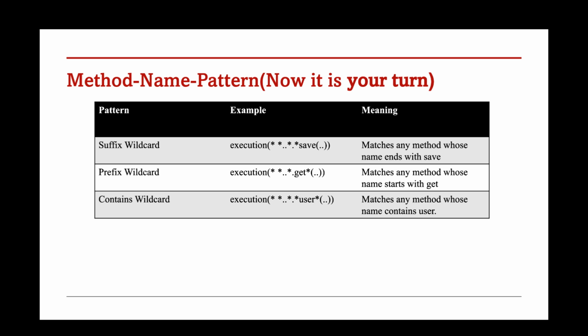Alright, now it is your turn. We already covered exact matching, suffix matching, and the universal asterisk wildcard for method names. Now, look at the screen. I want you to try two more patterns yourself. First, try the prefix pattern. Then, try the contains pattern. Share your findings in the comments.